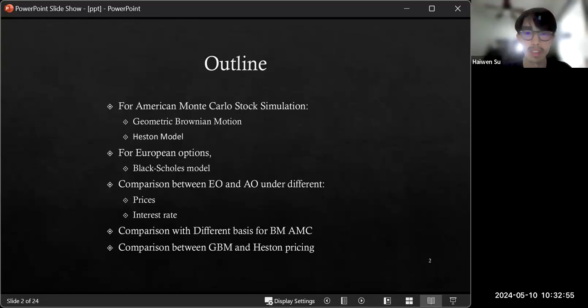And for the simulating process, I first tried the geometric Brownian motion, and then later in the project I switched to the Heston model, which accounts much better for the volatility. And for the European, I used the Black-Scholes model. Then I compared the pricing difference between the European and American put options, with different sizes of discount rates and also different prices.